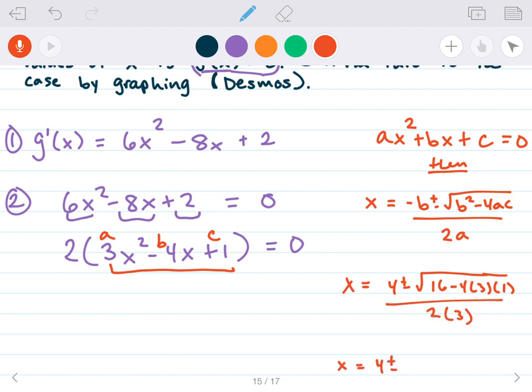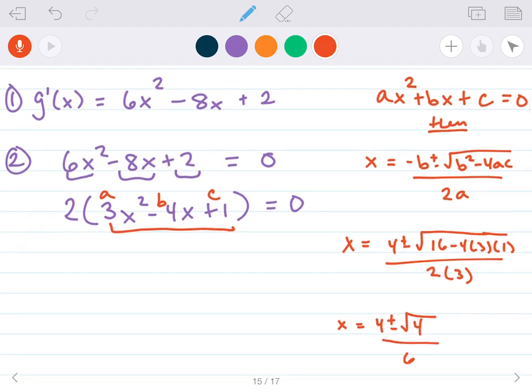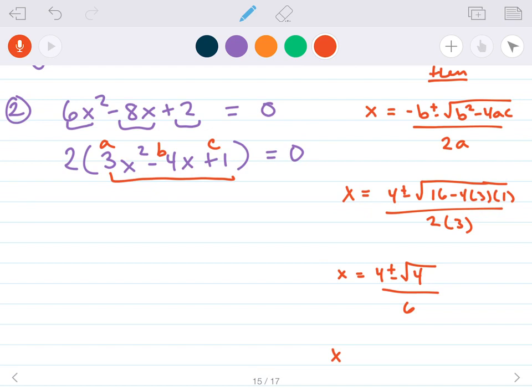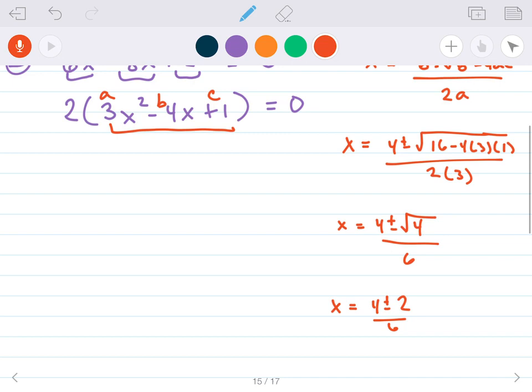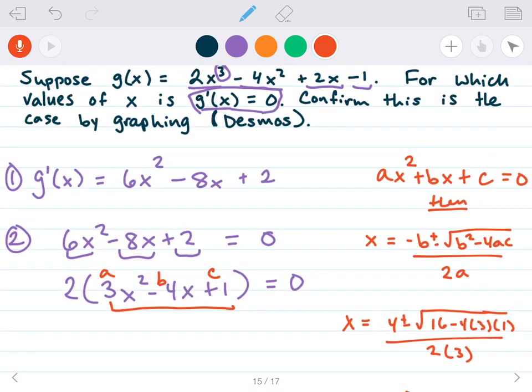Simplify into the radical. This is just 4 over 6. Okay, square root of 4 is 2. So my two x's, 4 plus 2, we have 6 over 6, so x equals 1, and x is equal to, let's see, 4 minus 2 over 6 is a third. Okay, so what did we just find? We found the x values for which the derivative equals 0.